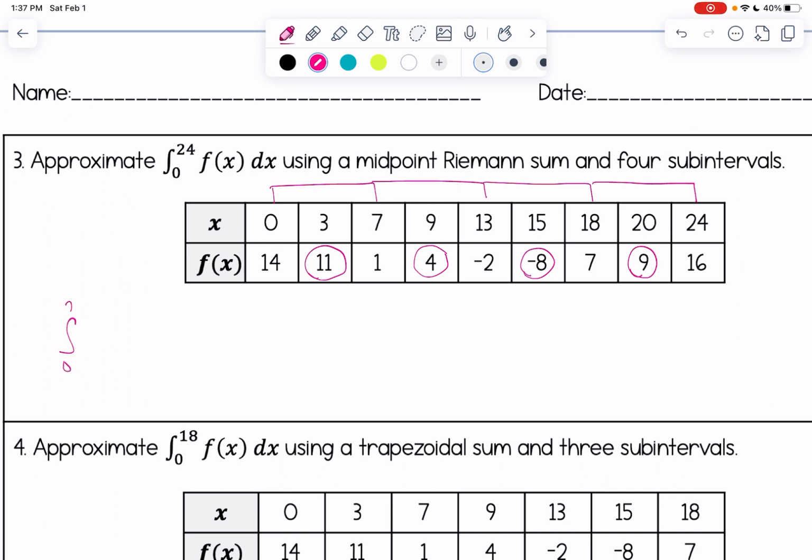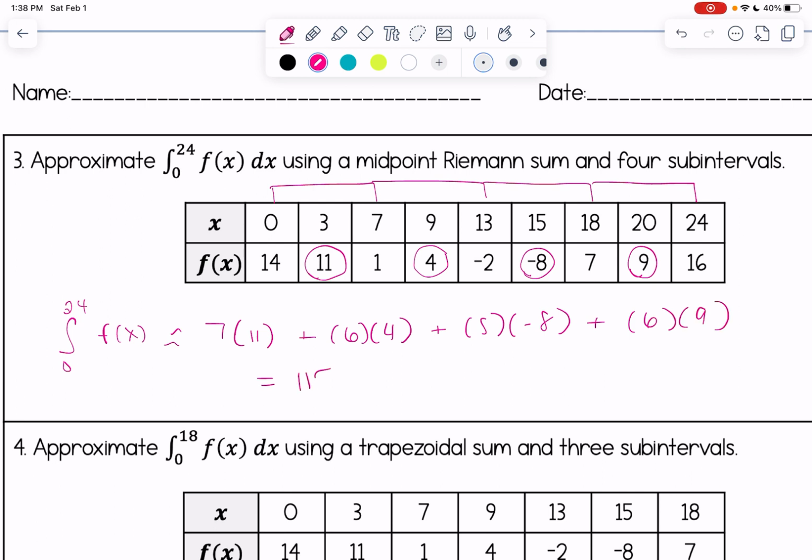So when we estimate, we're going to get 7 times 11. Remember, this first number is the change in x values, and then the second number is the output. 6 times 4, 5 times -8, and 6 times 9. And all of this will come out to be 115.